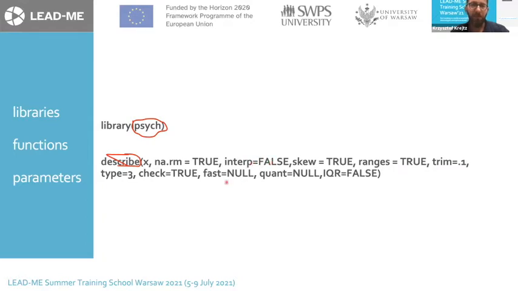Like, for example, na.rm, remove missing values, is set by default to true. So if I want to use this argument as true, I don't have to do anything else. I just have to remember that it is set to true. Okay, don't go into details too much.